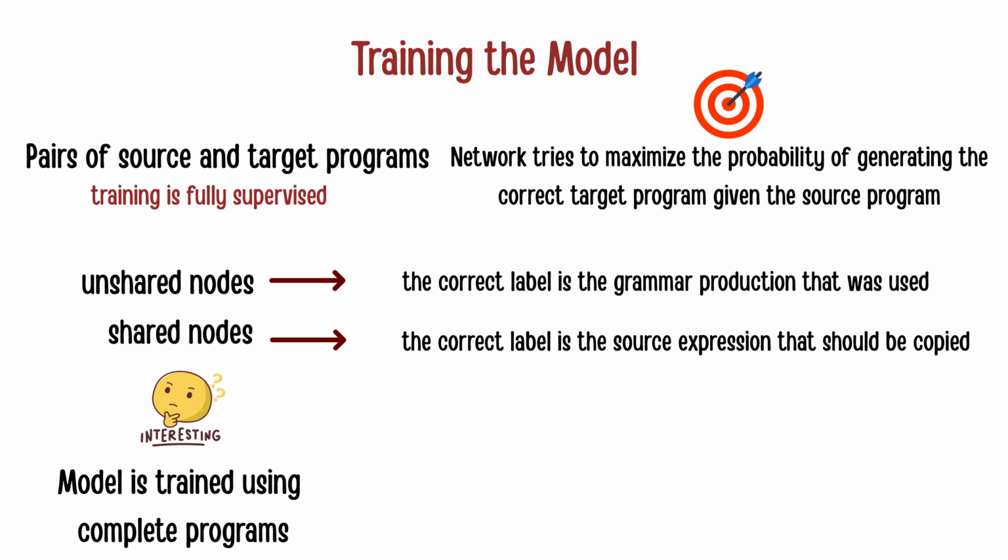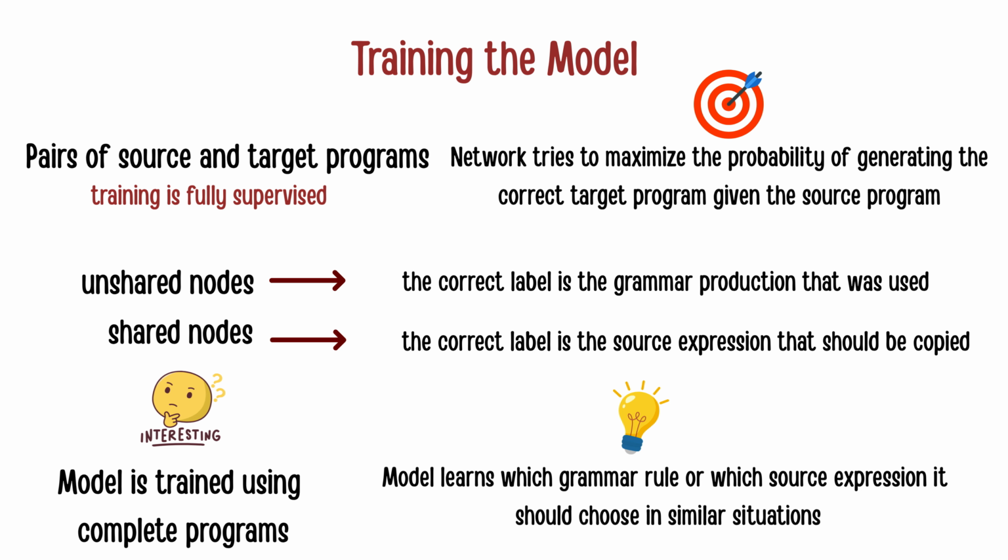Interestingly, the model is trained using complete programs, even though synthesis operates on partial programs during inference. This works because the network only needs two pieces of information to make predictions: the source program and the AST path to the node being expanded. Both of these are available during training. So, by examining every node in every training program, the model learns which grammar rule or which source expression it should choose in similar situations.